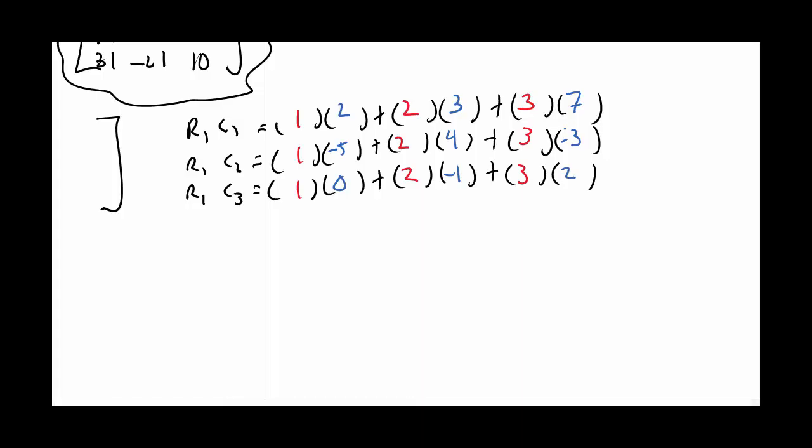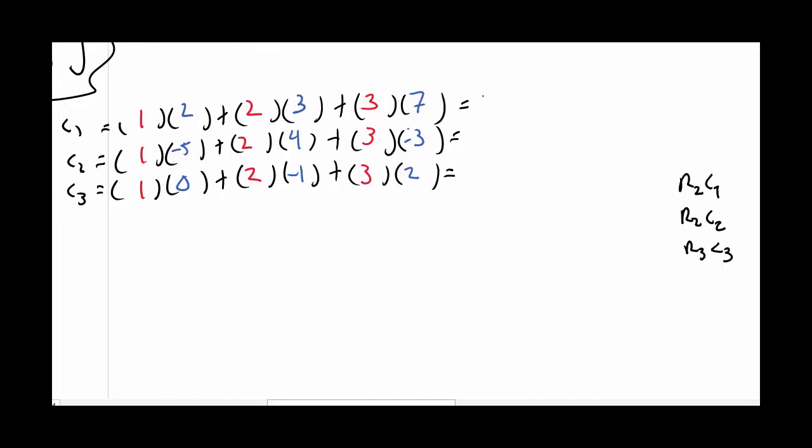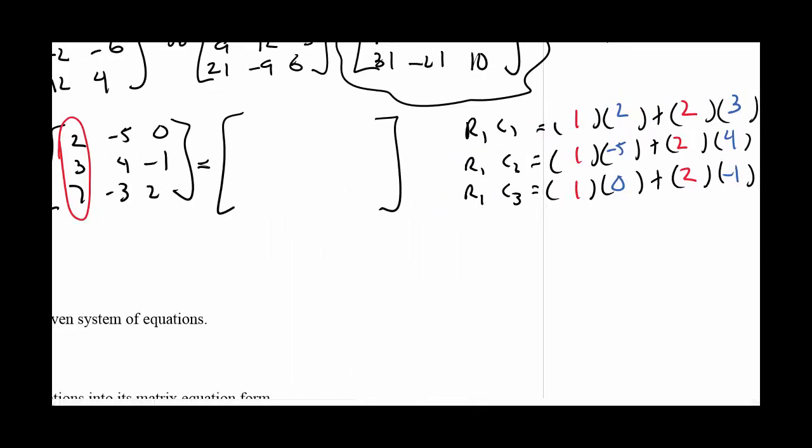Okay, so then we're going to fill in these numbers. Let's see. This would be 2 plus 6 plus 21. So that would be, what is that? 21 plus 8, so that's 29. Then -5 plus 8 plus -9. So -14 plus 8 is 6. Then 0 minus 2 plus 6. So that's 4. Okay, so 29, 6, and 4. I'll go across that top.